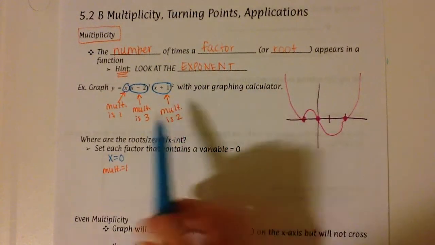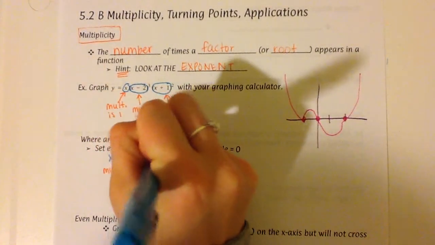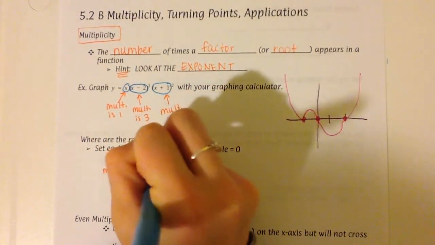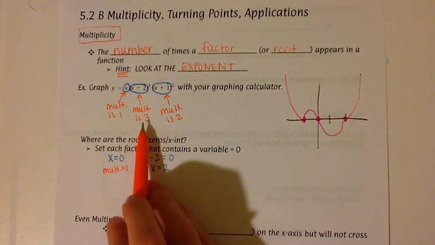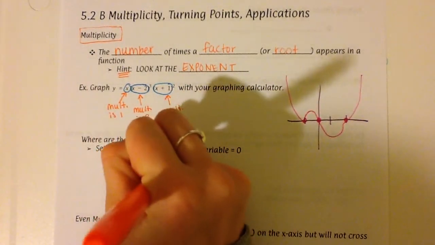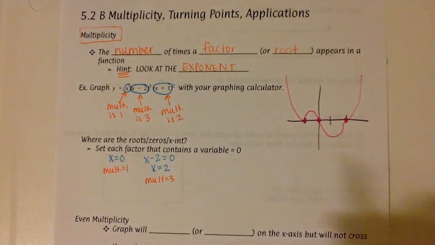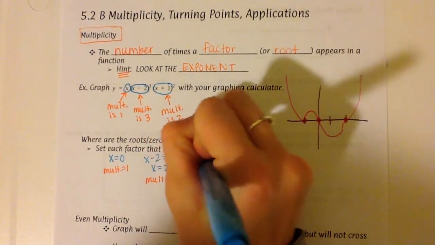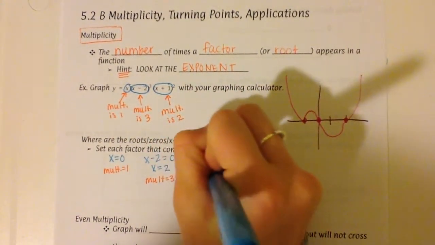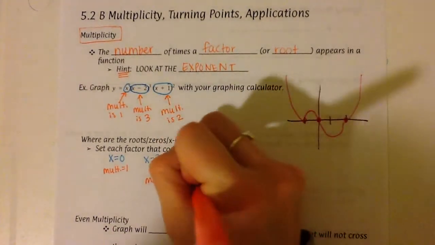So our next one, we have x minus 2. We're going to set that equal to 0. If you solve, you're going to get x equals 2. Well, we said that has a multiplicity of 3. And the last one is x plus 1. We have to set that equal to 0. If you solve, you're going to get x equals negative 1. And we said that had a multiplicity of 2.